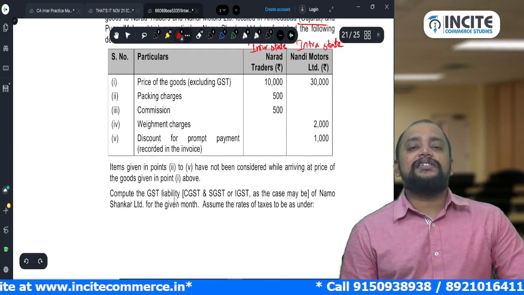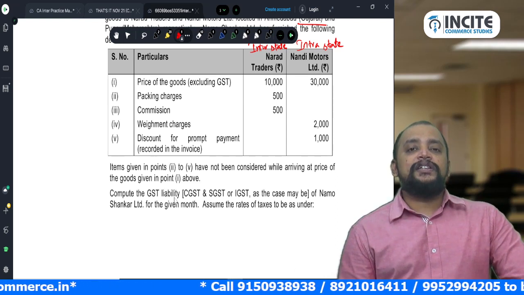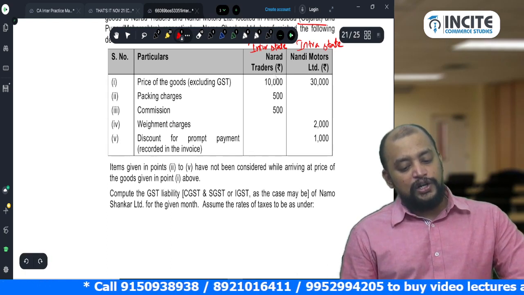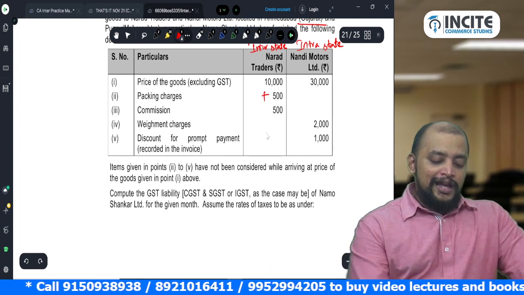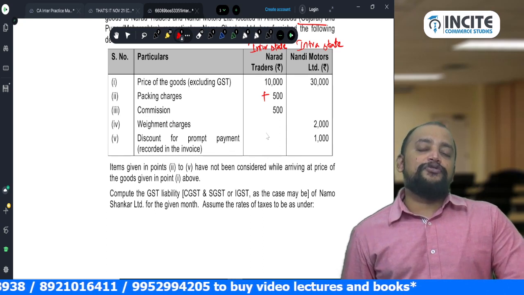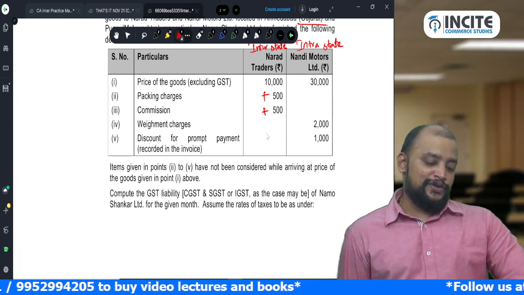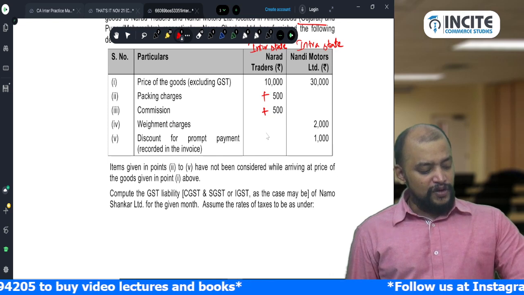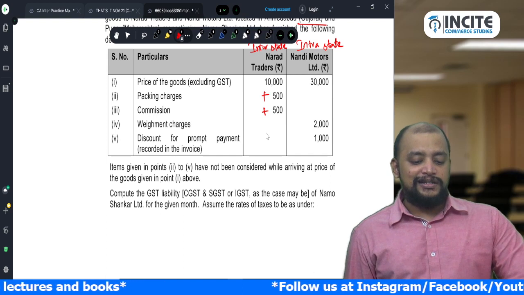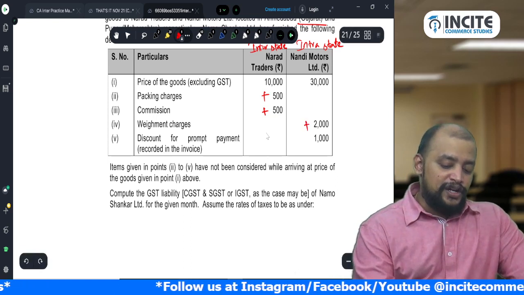Packing charges. What is packing charges? As per section 15 subsection 2 clause C, incidental expenses incurred before or after delivery of the goods should be included in the value. In the present case it is not included in the value, therefore it is to be added. Then commission also will come under other expenses charged before delivery of the goods. So it is to be included in the value, and in the present case it is not included, so we need to add. Weightment charges, it is to be included in the value, and it is not included, so we need to add. Weightment charges will come again under 15(2)(c). So we need to add.